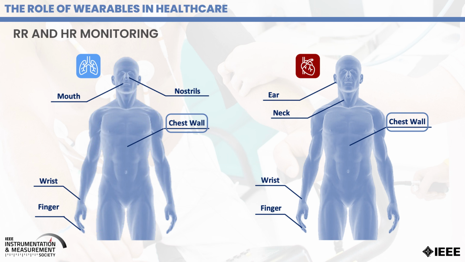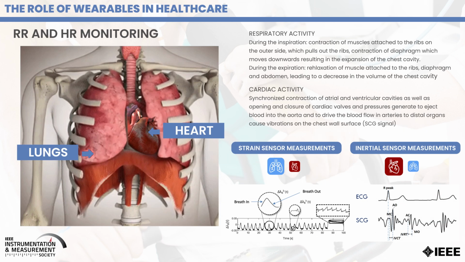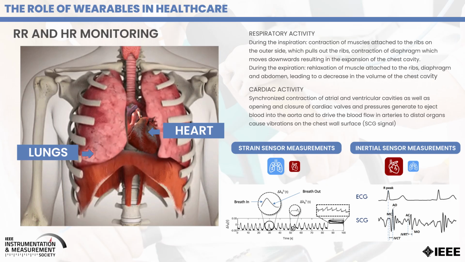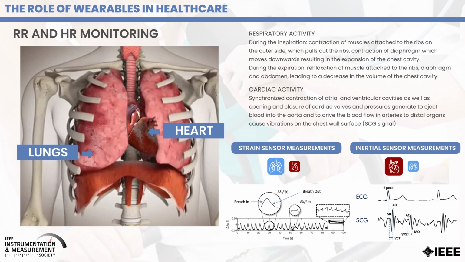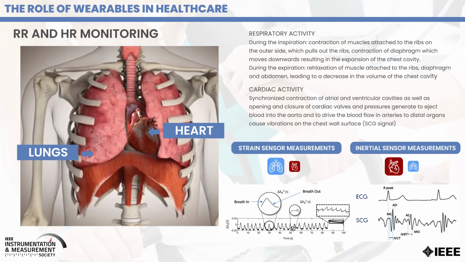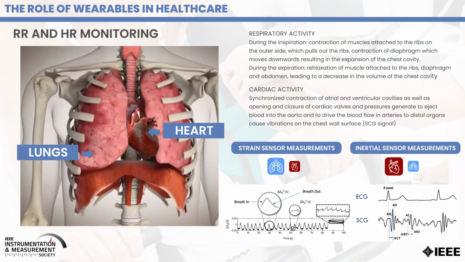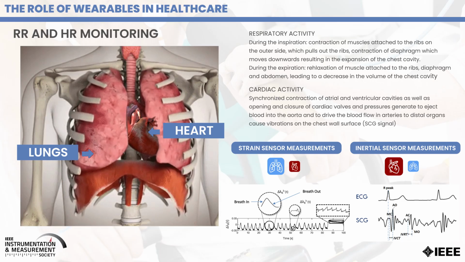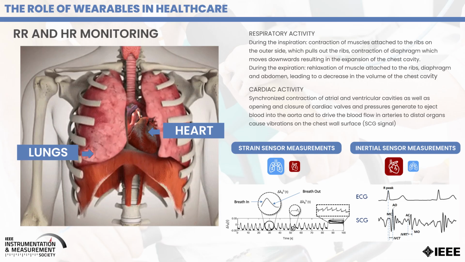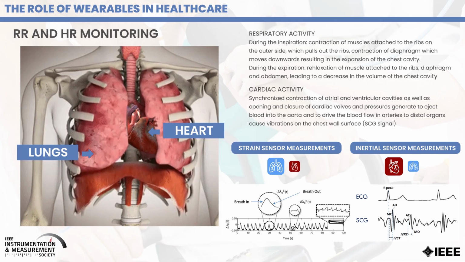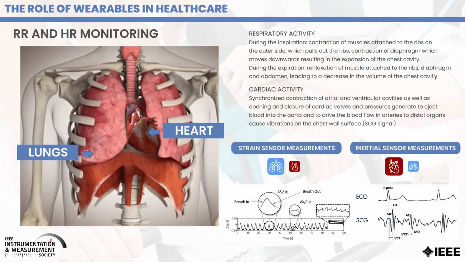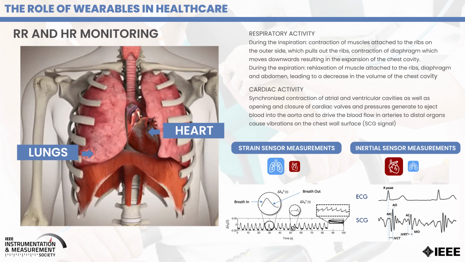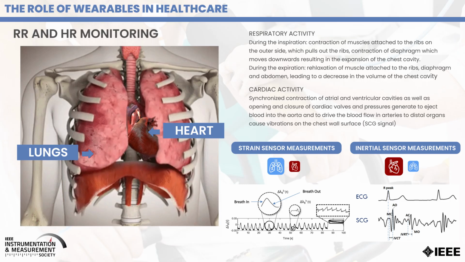This wearable solution usually integrates strain sensors to detect the deformation induced on the chest wall by the breathing activity, or inertial sensors capable of detecting the vibration induced on the chest wall by the cardiac activity in the form of linear acceleration or angular velocity. However, even if less frequently, inertial sensors can also be used to estimate the respiratory rate, and highly sensitive strain sensors, such as the ones based on fiber optics, can be used to estimate the heart rate.